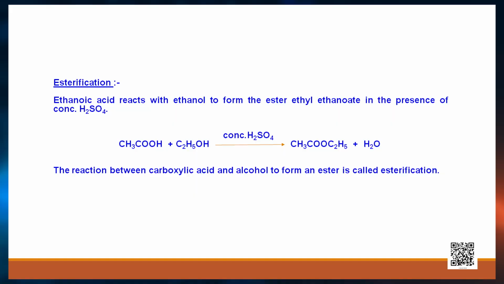In the reaction, ethanoic acid, which is CH3COOH, reacts with ethanol, which is C2H5OH, and above the arrow you will write concentrated sulfuric acid. Now you know concentrated sulfuric acid is a dehydrating agent. It will remove water from both of the initial reactants and it will form a fruity smelling compound known as ester, whose formula is CH3COOC2H5 and water. The reaction between carboxylic acid and alcohol is always used to form an ester. This reaction is known as esterification reaction.